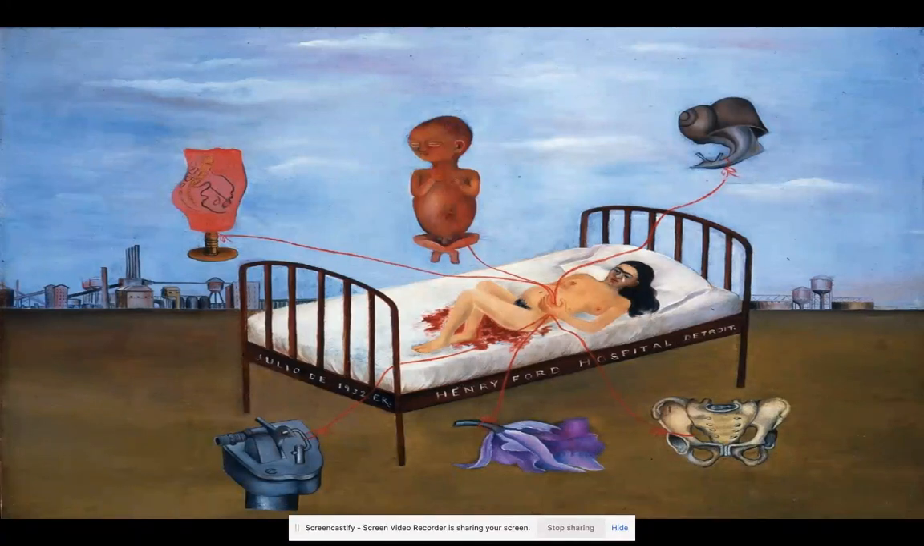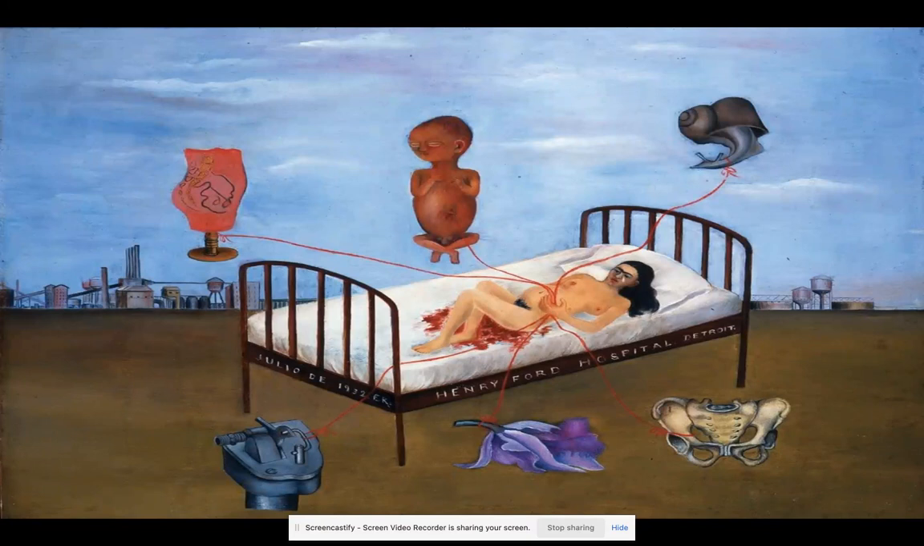So some of the questions that I thought of throughout this were, what does this sink represent within the painting in relationship to the miscarriage? And why is the city skyline included, and how does it tie to the miscarriage?